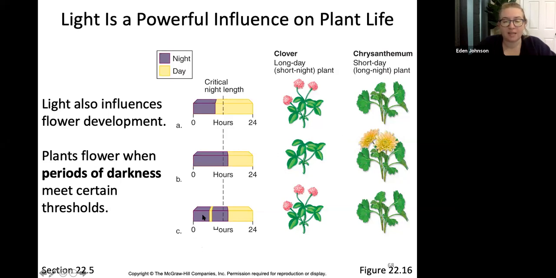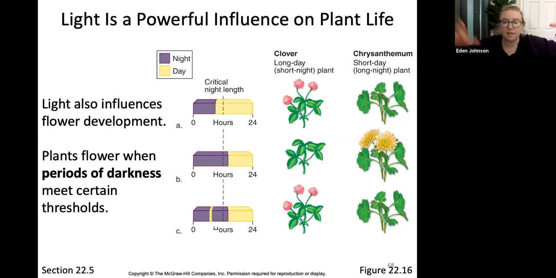Okay, so you have nighttime, nighttime, nighttime, flash of light, nighttime, nighttime, nighttime, and then the same amount of light. Because the night was interrupted, you had a short night, and this clover flowered. In what should have been a long night, this chrysanthemum did not flower because of that flash of light. So you had interrupted nights, showing that the periods of darkness are actually most times even more important than periods of light.